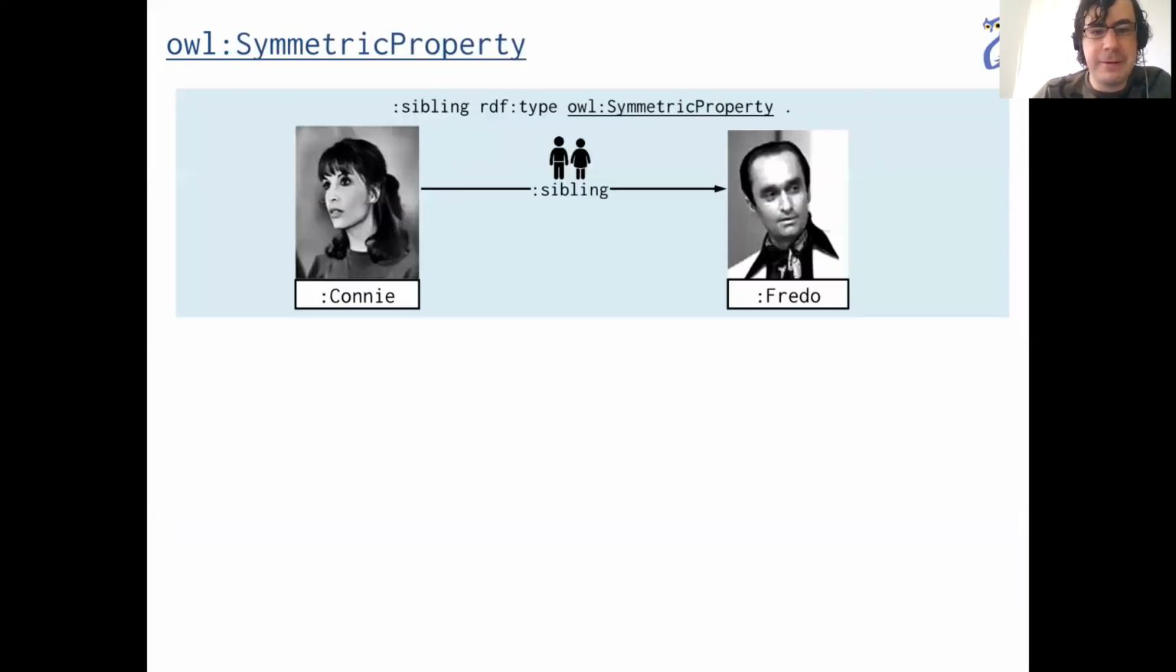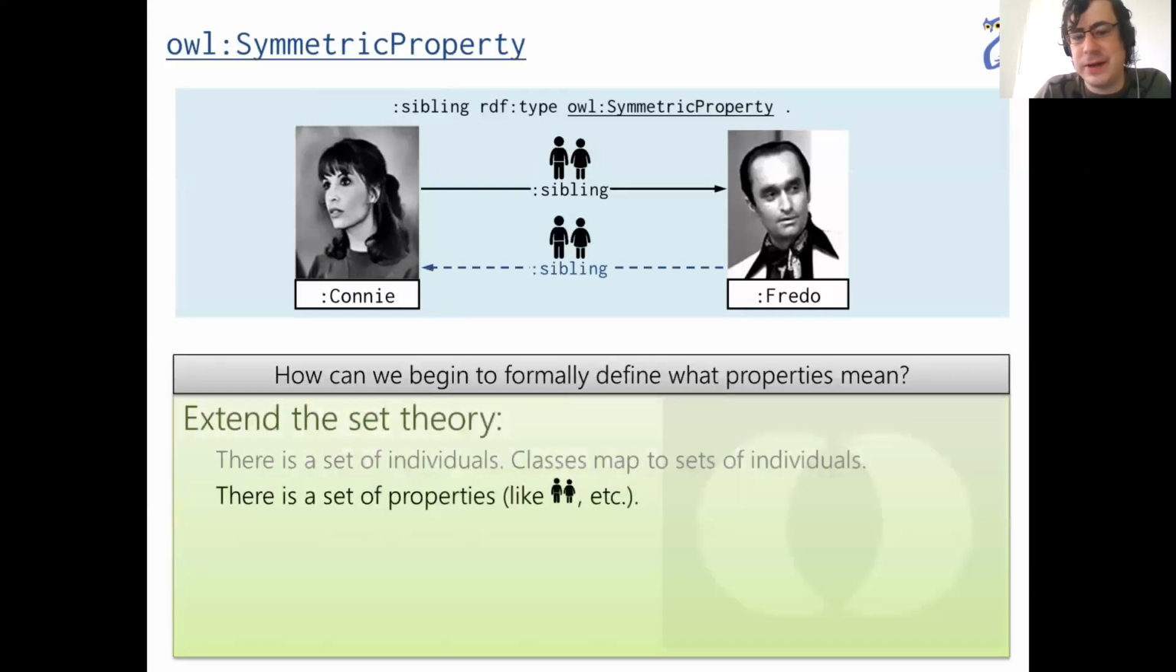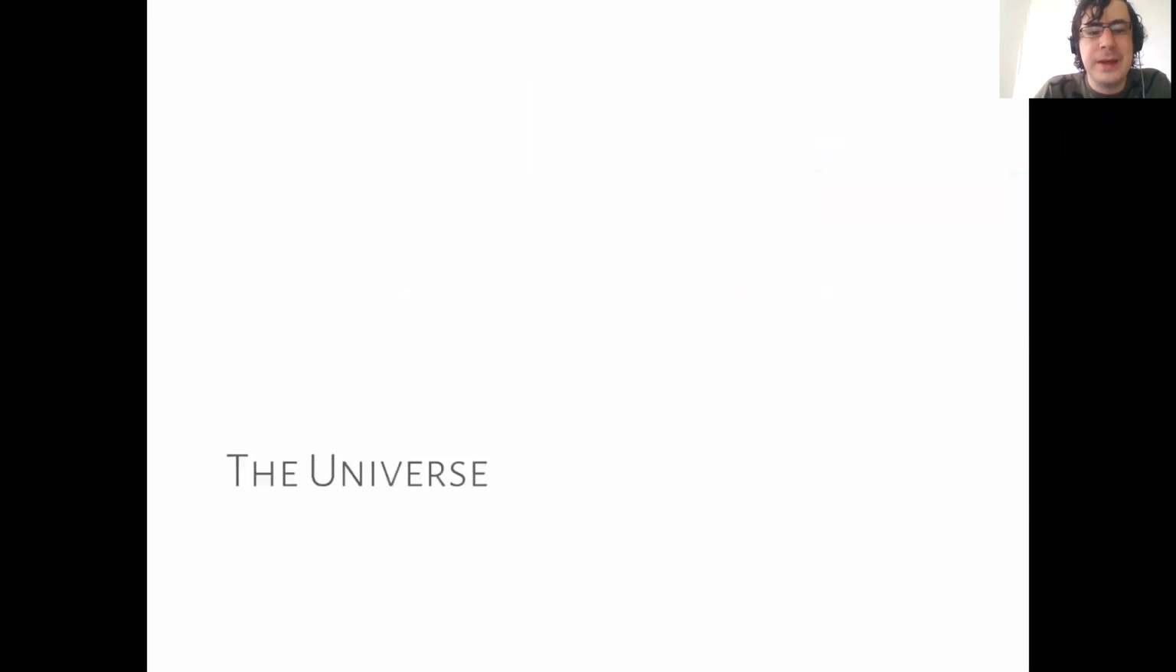Okay, so we have sets of things. We have subsets of those things called classes, and then we have sets of pairs of those things, which are referred to by properties. Now we need to use this to build a knowledge representation, a way of defining knowledge representation that can describe the universe.